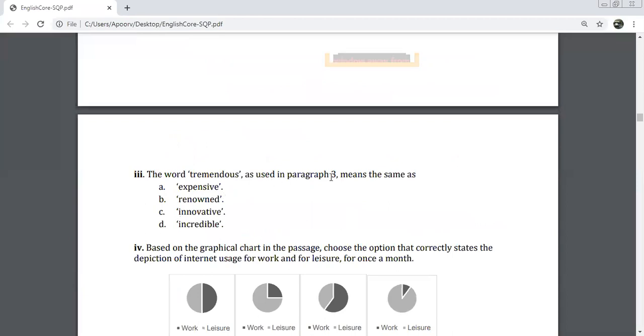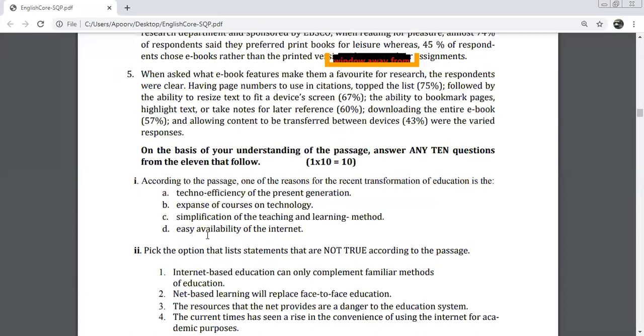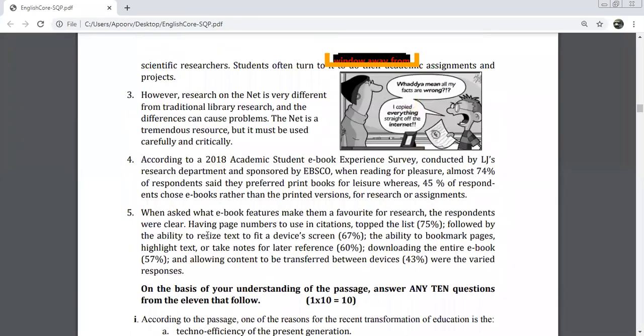The word tremendous as used in paragraph 3 means what? I'll show you the paragraph again. Just see the options. Tremendous: expensive, renowned, innovative, incredible. Let's go back to paragraph 3 and see the word tremendous. See this. This is the third paragraph. Please read this. I'm giving you 1 minute. Read this and we'll go back to the question there.